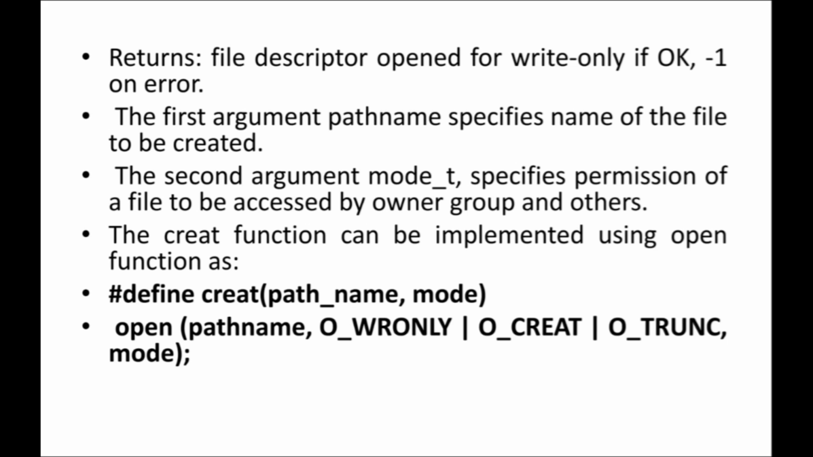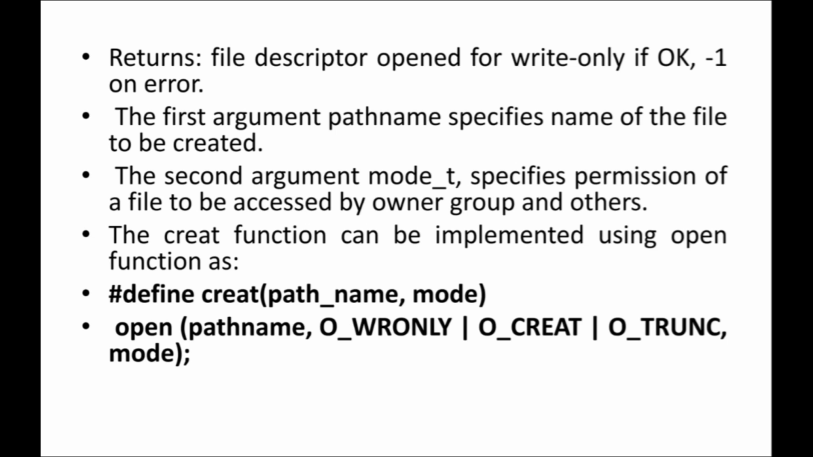And the second argument is the mode. It is going to specify the permission of a file to be accessed. You can give a permission like read permission, write permission, execute permission, or you can give permissions like it should be accessed by an owner, or it can be accessed by a group of users, or it can be accessed by others, like that. You can give that type of permission details in the second argument, mode.